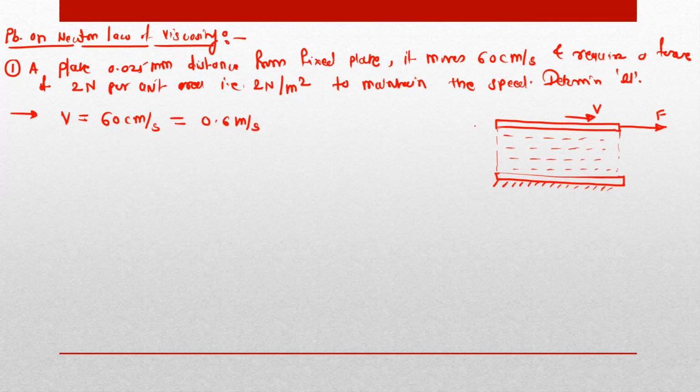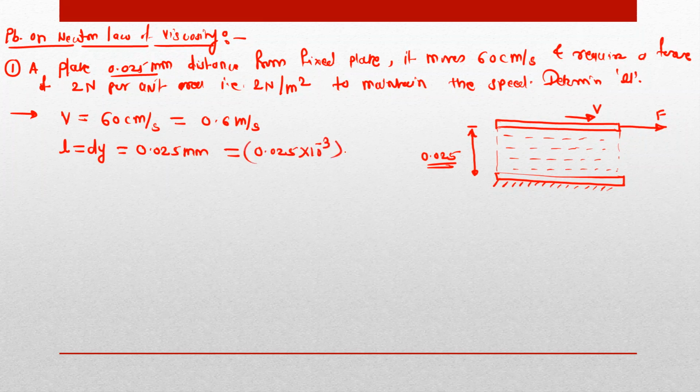And the distance between these two plates, this is 0.025 millimeter. So this distance is equal to L, or this is equal to D1. Okay, so this distance is 0.025 millimeter. So convert this into meter. So it is equal to 0.025 × 10 to the power -3 meter.